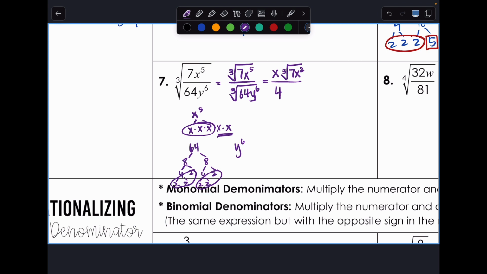Y to the 6th power? 4y squared. So I have 1, 2, 3, 4, 5, 6. So how many groups of 3 can I make? 2 groups of y's. So I have y squared, cube root. Oh, do we have any cube root? No, we don't. So we don't have to write it anymore. Is there anything else we can simplify now that we have everybody individually simplified? No, that's it. Awesome. Done.